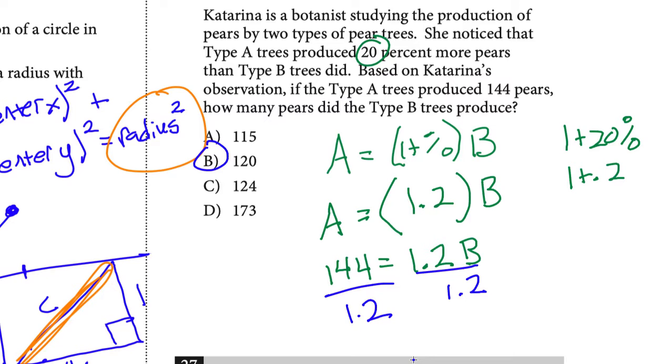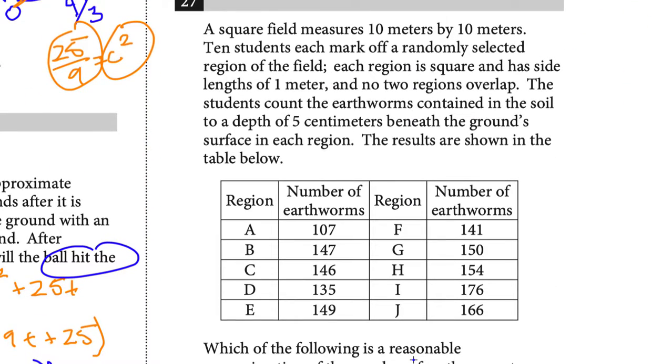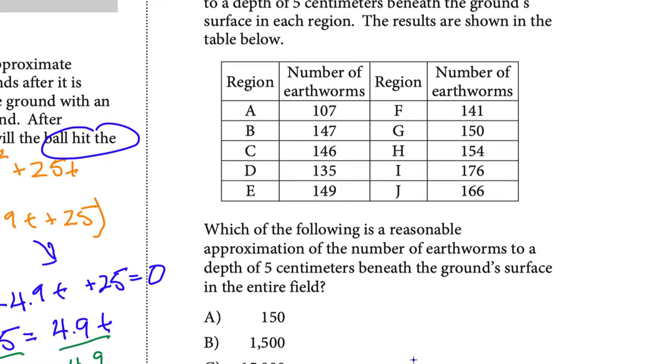And our final problem. We have 2 minutes left of class. 1.5 minutes to be exact. Quick reader. Who's going to go? Andres, go. The square field measures 10 meters by 10 meters. 10 students each mark off a randomly selected region of the field. Each region is square and has side lengths of 1 meter and no 2 regions overlap. The students count the earthworms contained in the soil to a depth of 5 centimeters beneath the ground's surface in each region. The results are shown in the table below. Which of the following is a reasonable approximation of the number of earthworms to a depth of 5 centimeters beneath the ground surface in the entire field?